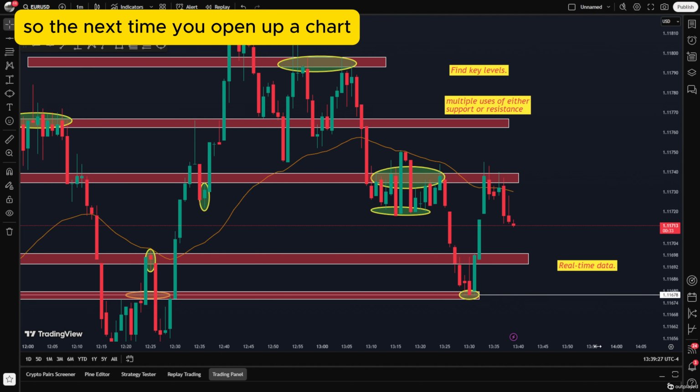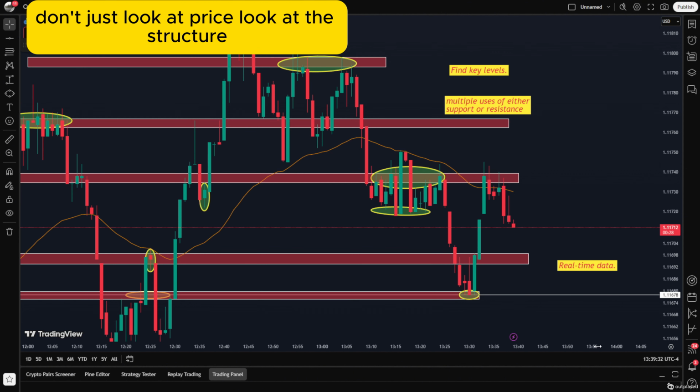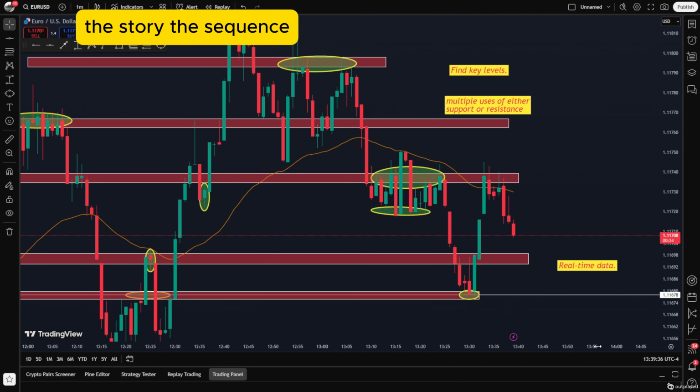So the next time you open up a chart, don't just look at price. Look at the structure, the story, the sequence, the flow. That's where the edge is.